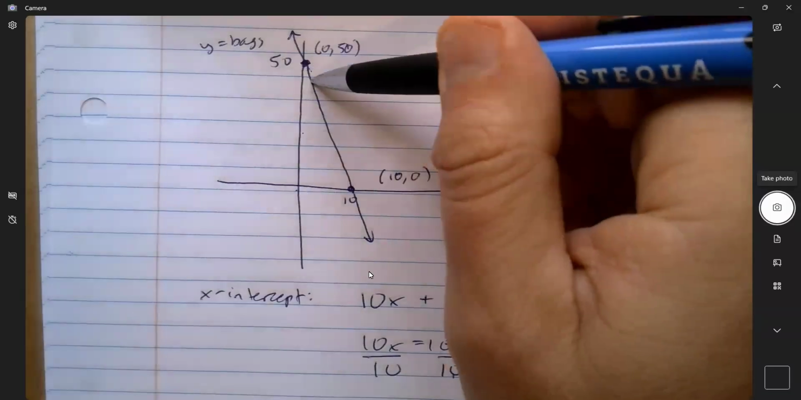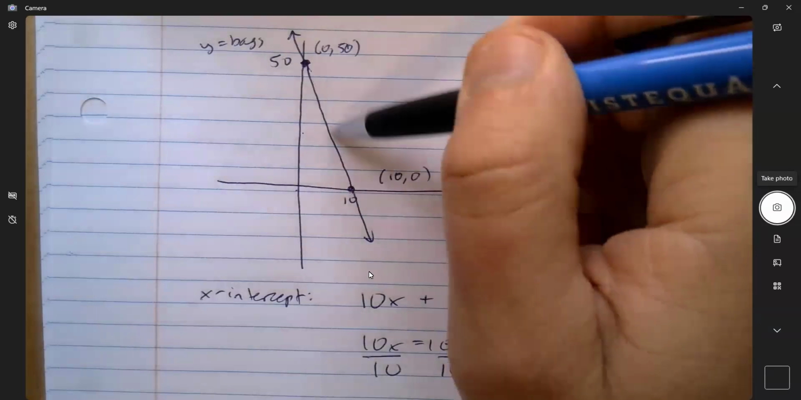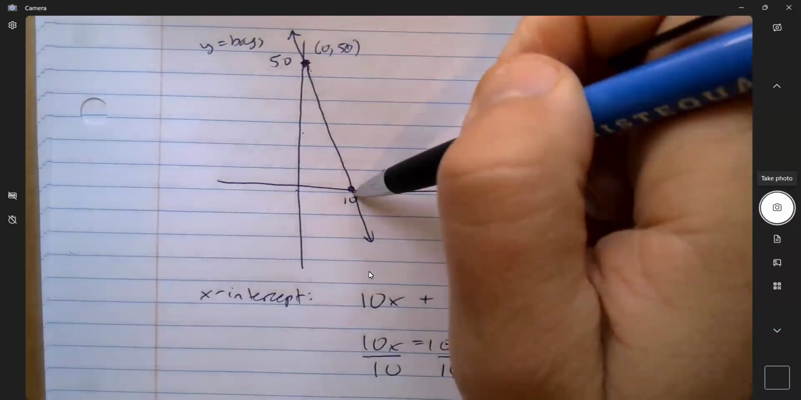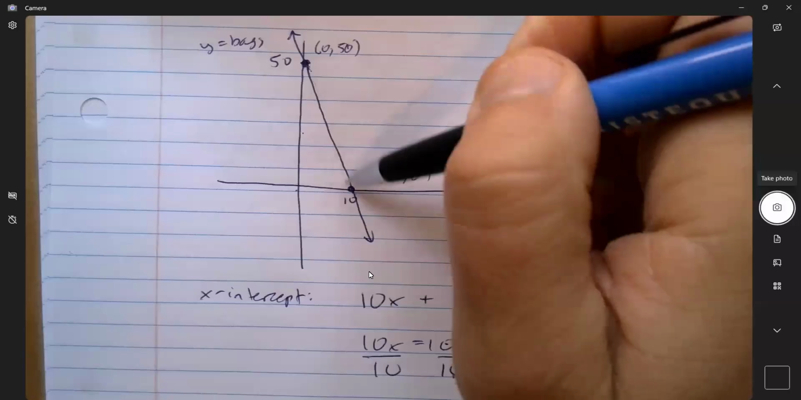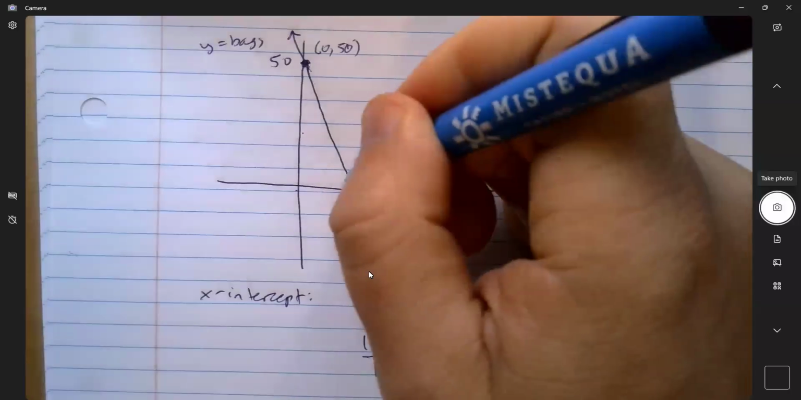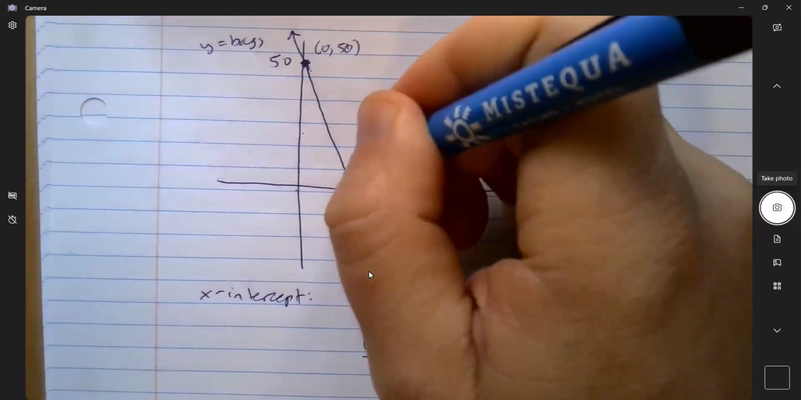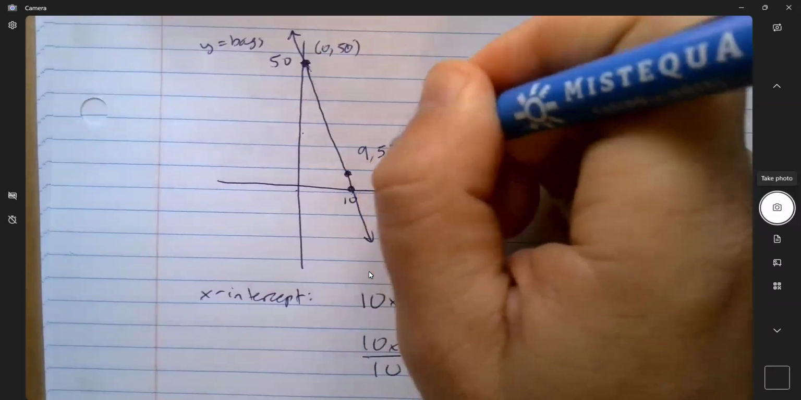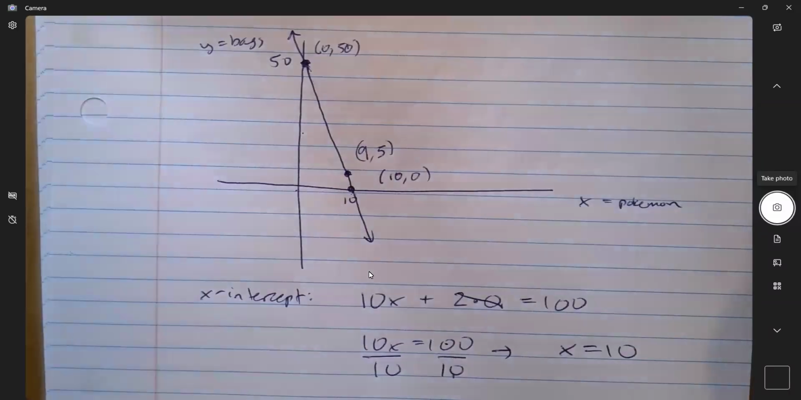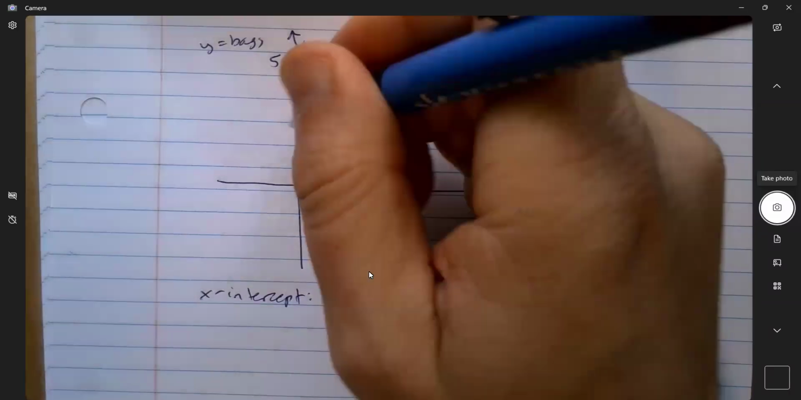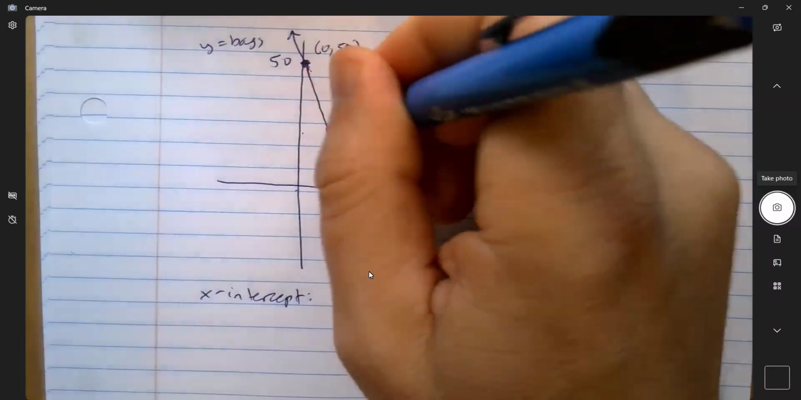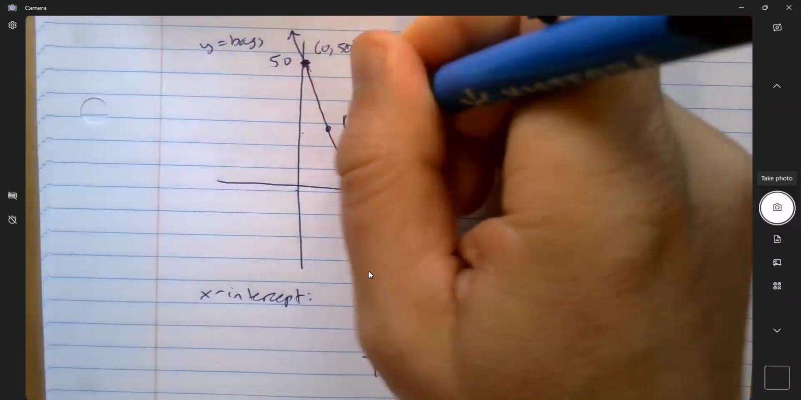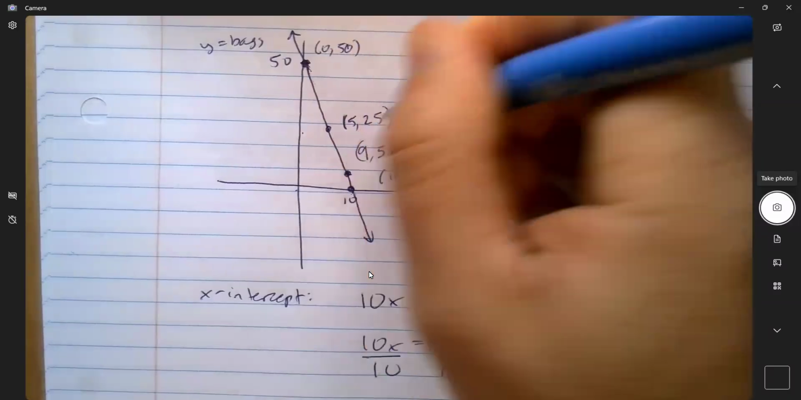And all along this part of the line are all the different combinations of Pokemon cards and candy. I could buy 9 packs of Pokemon cards, and that would leave me enough money for 5 bags of candy. Or I could buy 5 packs of Pokemon cards, and that would leave me enough money for 25 bags of candy.